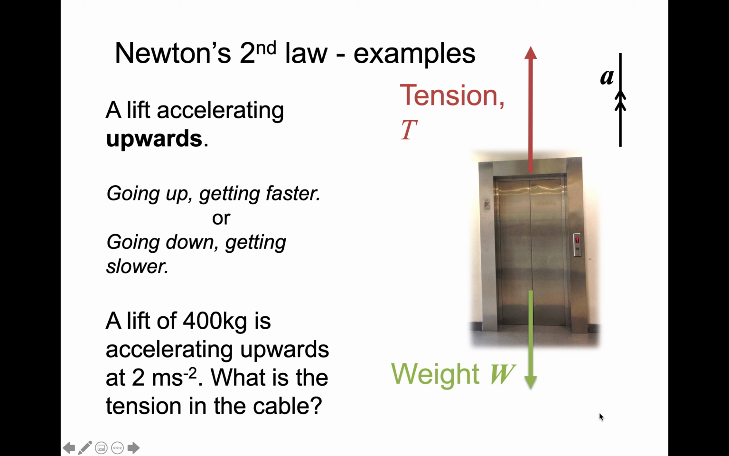So the thing to remember there is that acceleration and direction of acceleration does not always match the direction of travel. A lift of 400 kilograms is accelerating upwards at 2 meters per second squared. What is the tension in the cable? Well, if it's accelerating upwards, then there must be an unbalanced force upwards, so the tension must be bigger than the weight. That's kind of a key thing here.